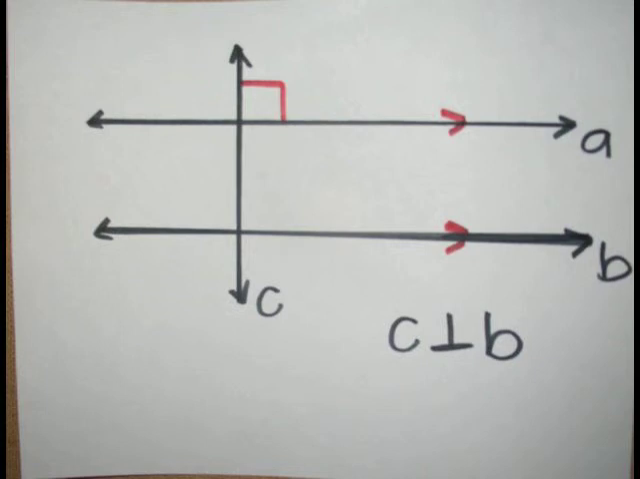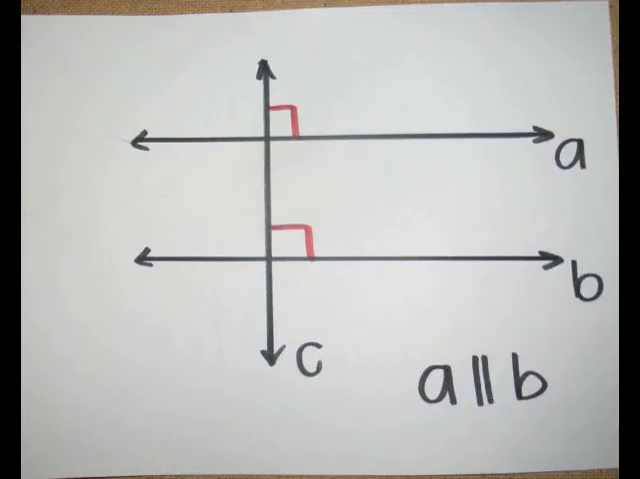If two intersecting lines form a linear pair of congruent angles, then the lines are perpendicular. If two coplanar lines are perpendicular to the same line, then the two lines are parallel to each other.